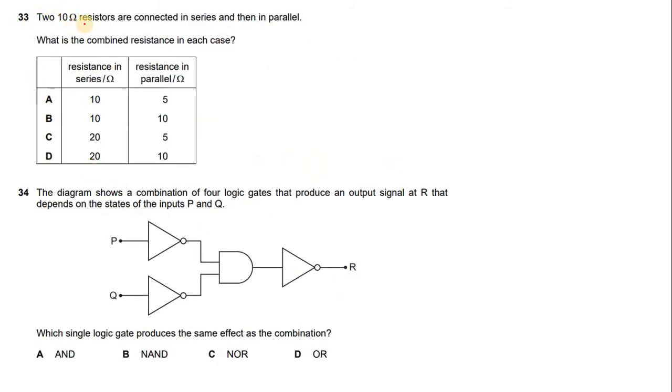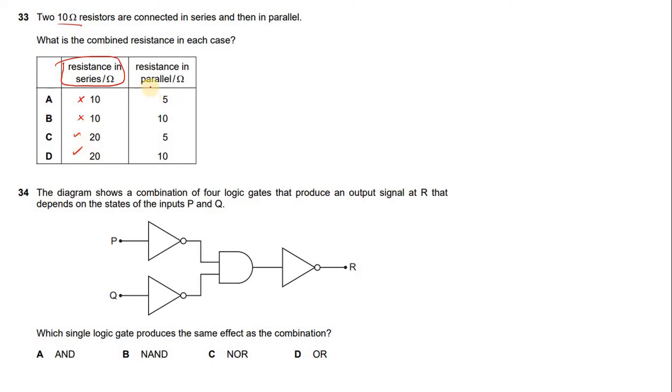33. Two 10 ohm resistors are connected in series and then in parallel. What is the combined resistance in each case? So in series, we just add resistors together. We have two 10 ohm resistors, so 10 plus 10, 20. So we cannot have a 10-10 option. So we have both correct, C and D, 20 ohm resistor.